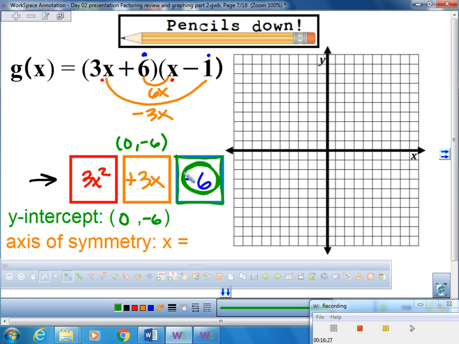Yes, Aaron? So the axis of symmetry is 3 then? X equals positive 3? The axis of symmetry is going to be in between your zeros. So you can't tell just from that? No, you can't tell just by looking at this what your axis of symmetry is.